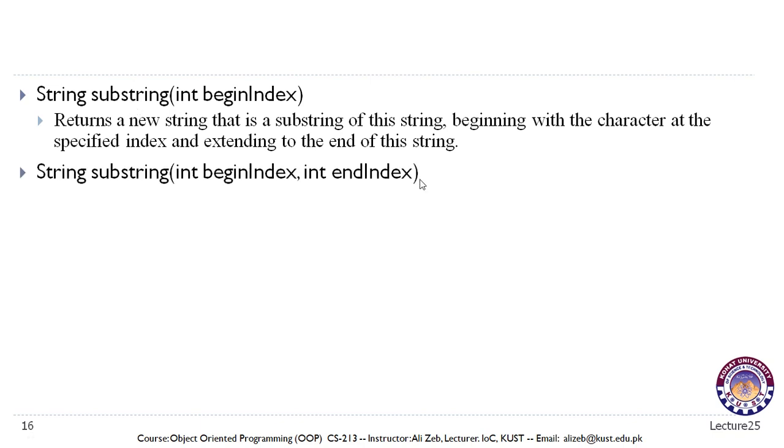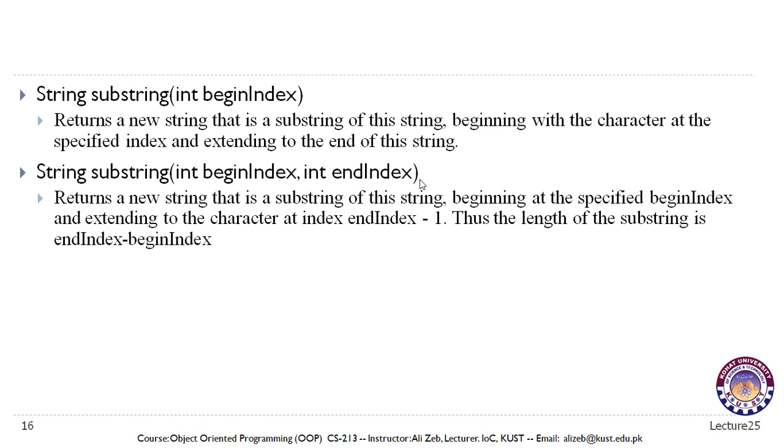And if you pass two arguments, this will return a new string that is a substring of this string beginning at the specified begin index, that is this point, and extending to the character at index end index minus 1. So it will return the characters starting with the begin index and ending at the position end index minus 1. Thus the length of the substring is end index minus begin index.